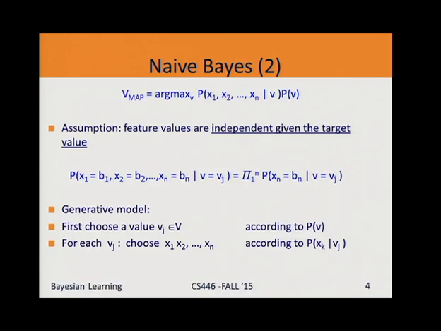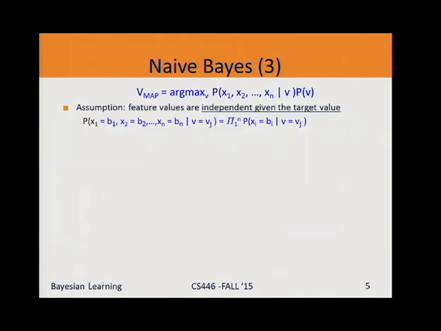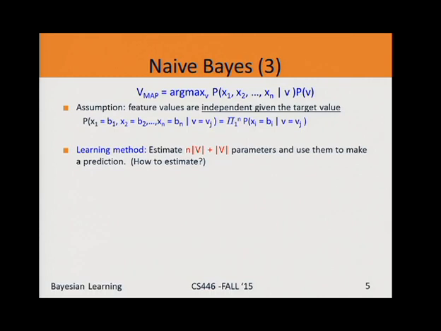We said also that we can think about it as the following generative model. First of all, we choose the label. Once we've chosen the label, given this label, we choose feature values according to these distributions. And this also gives us a way to estimate the parameters. The parameters we have to estimate are P of V, which is the number of V parameters, and then these parameters, P of xi given V, which is n times V parameters. For every value here, we have n parameters to estimate.